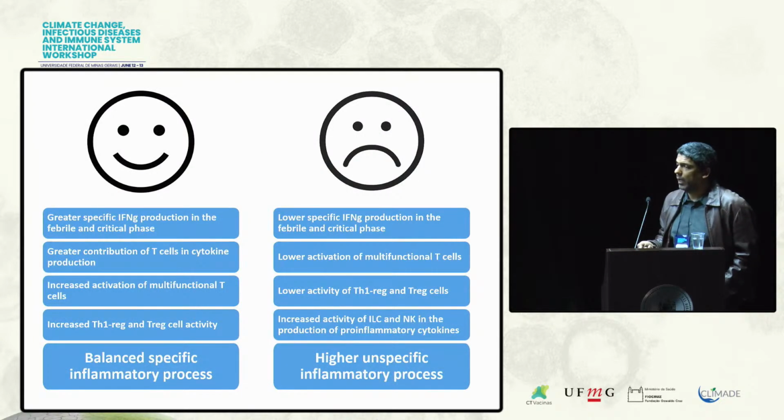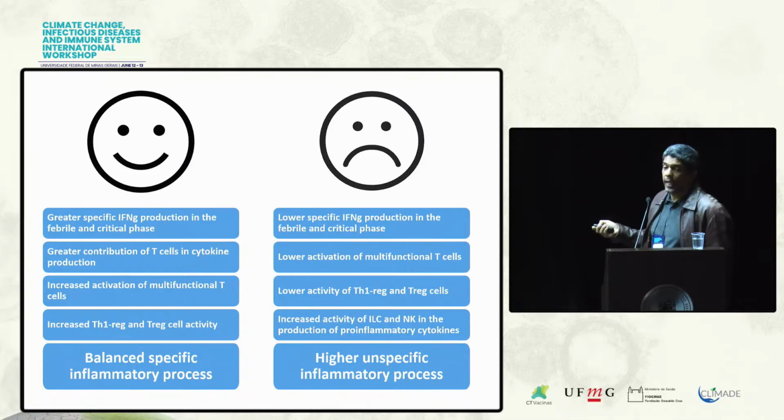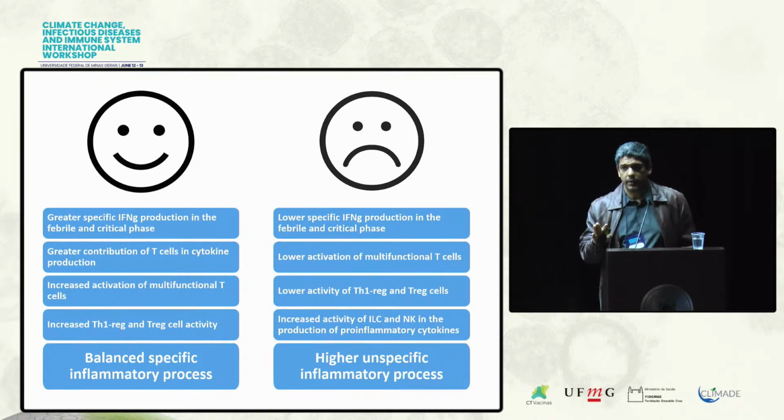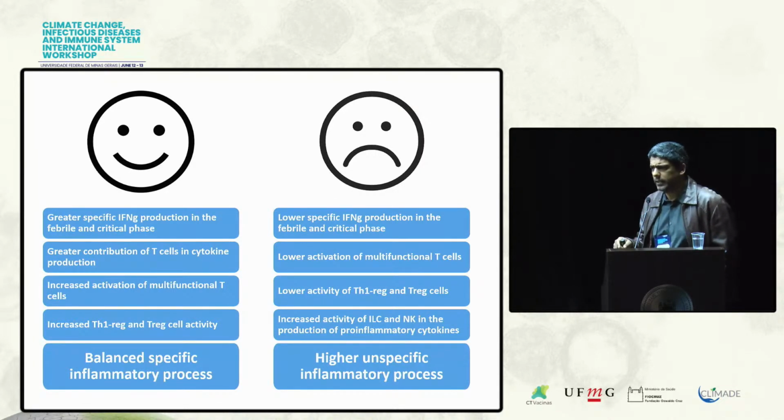So the take-home message here is that if you get dengue and want to be happy, you need to have greater specific interferon gamma production in the febrile and critical phase, greater contribution of T cells in cytokine production, increased activation of multifunctional T cells, and increased Th1 reg, which are those T cells that produce interferon gamma and IL-10 at the same time.